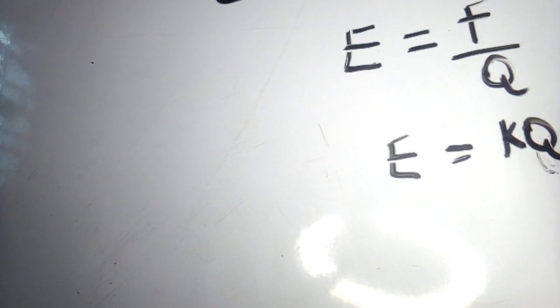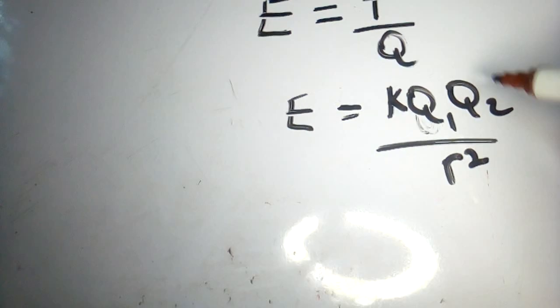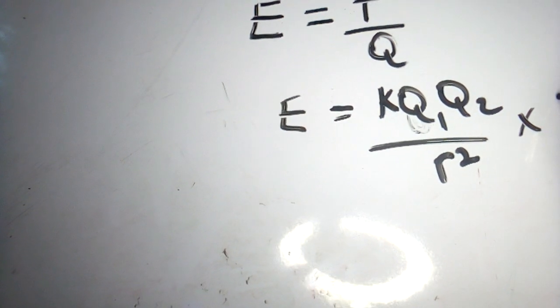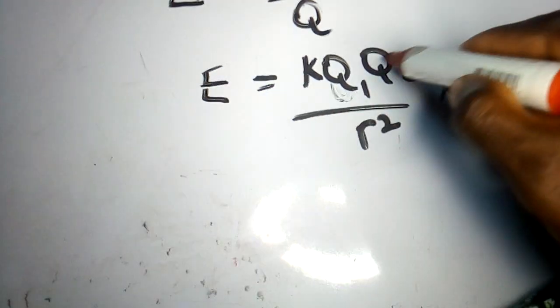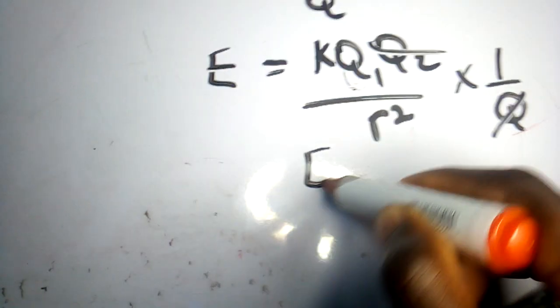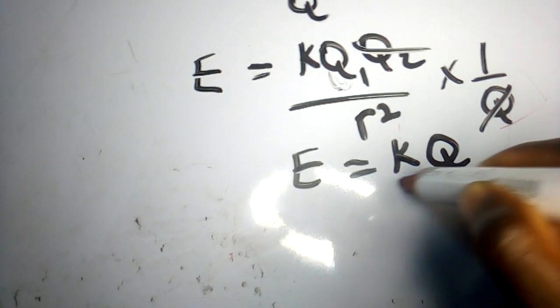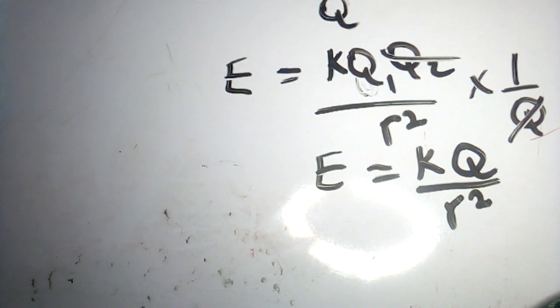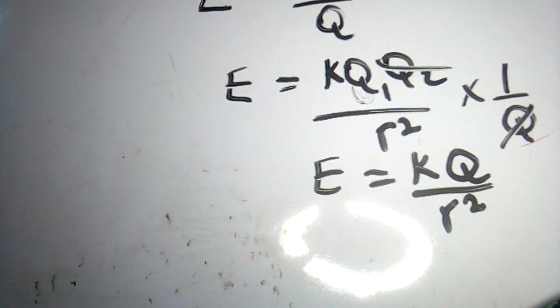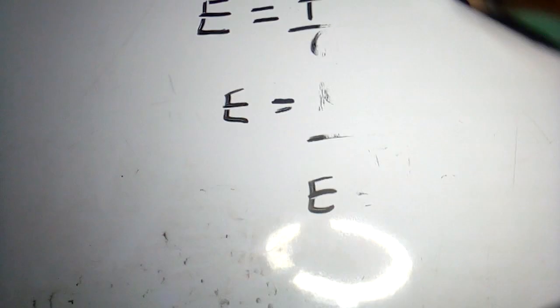Since F equals K Q1 Q2 over r squared, we divide this by Q, times 1 over Q, which means it has to involve just a single charge. So we can take this off, and we have electric field intensity equals KQ over r squared, which is now concentrated on just a single charged body. Okay, that is for that. We'll move to the next aspect. These are the formulas you could use in solving various questions.